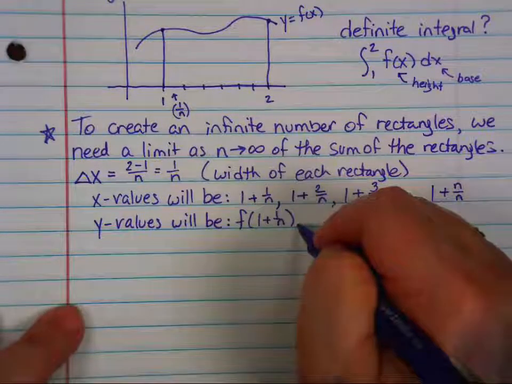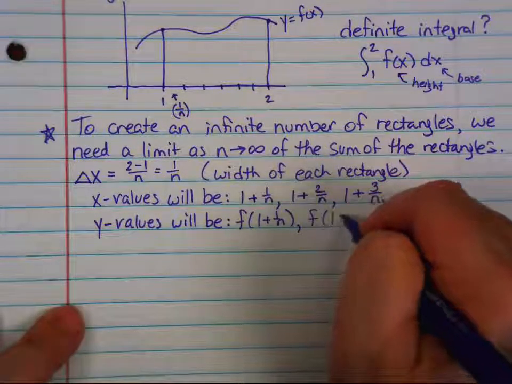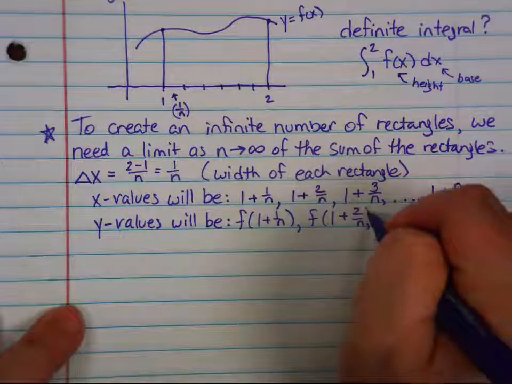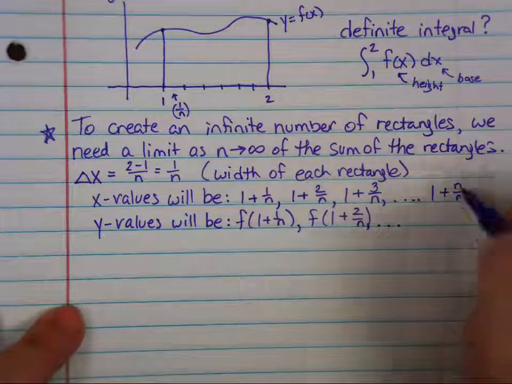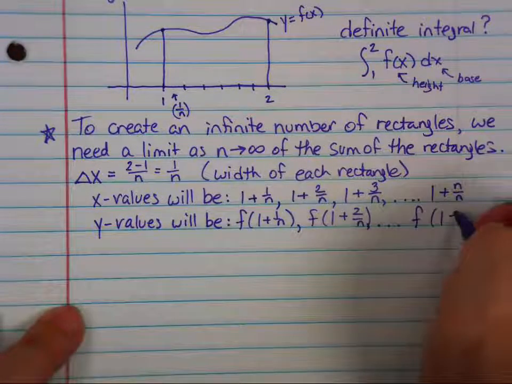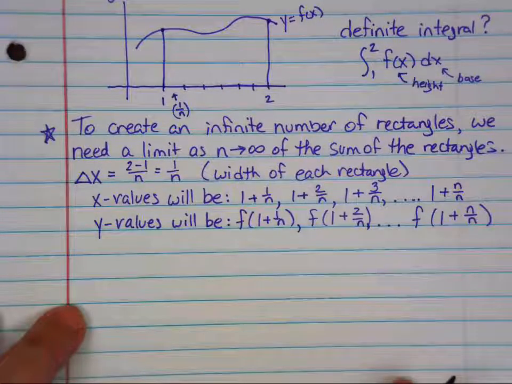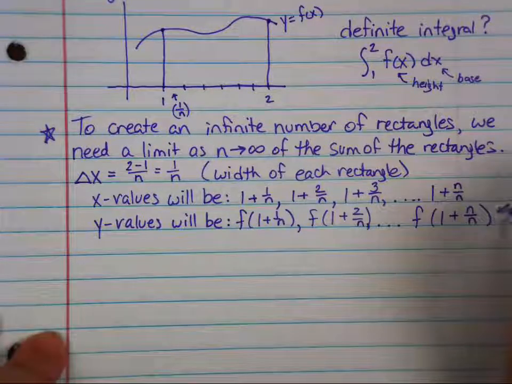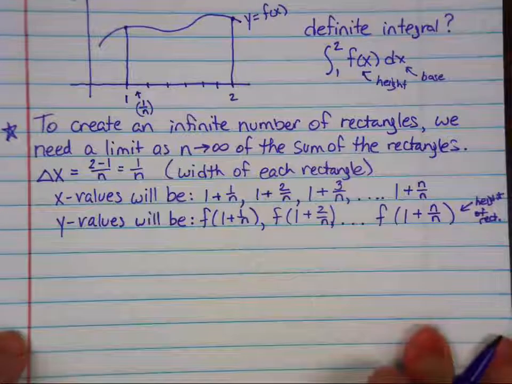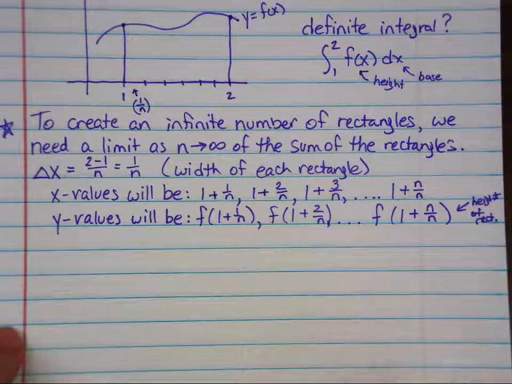So f of 1 plus 1 over n, f of 1 plus 2 over n. I'm going to skip the 3 over n because I need the space. And then f of 1 plus n over n is the last one. Okay? These are my heights of the rectangle. That's the height of the rectangle. Whoops, I'm off the page. Sorry about that. Okay.